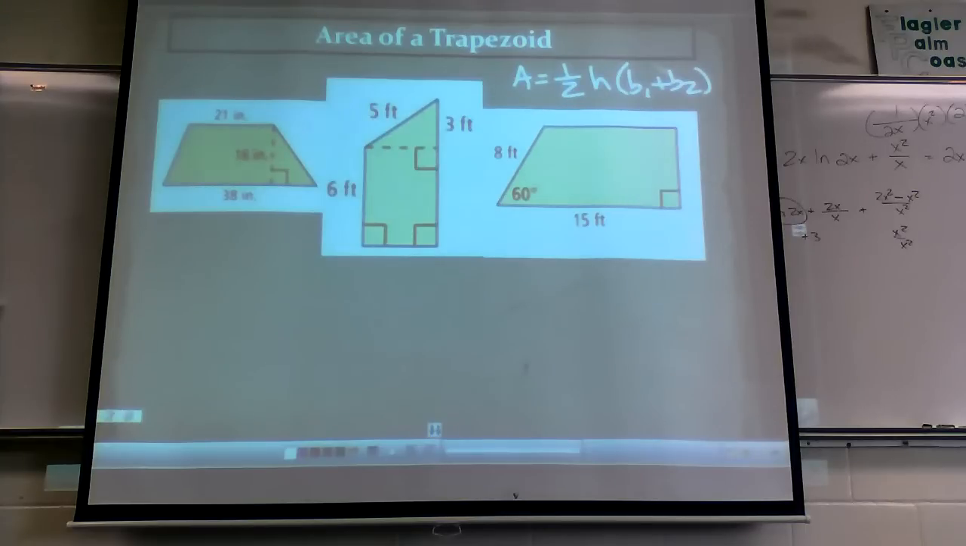Okay. Obviously, I've got it from left to right, least amount of work to most work. So we'll do the one on the left first, because everything's on this one, right? Do I have both base measurements? Yeah. Do I have a height? Yeah. So you recognize I have all three measurements. I just have to plug them in. 21 plus 38.